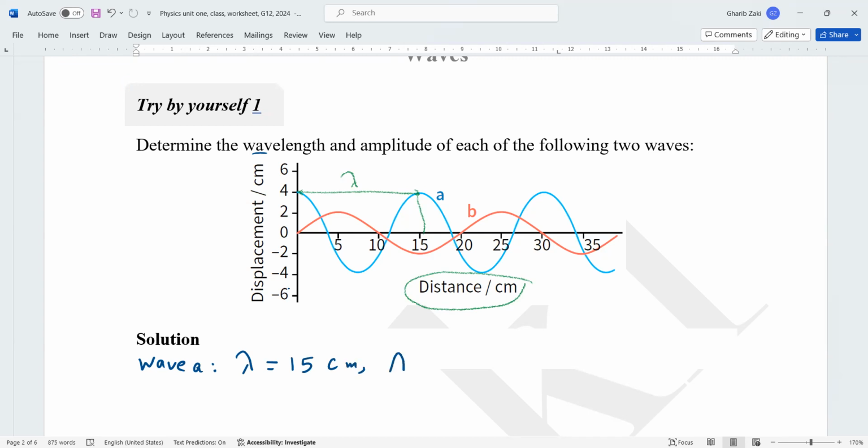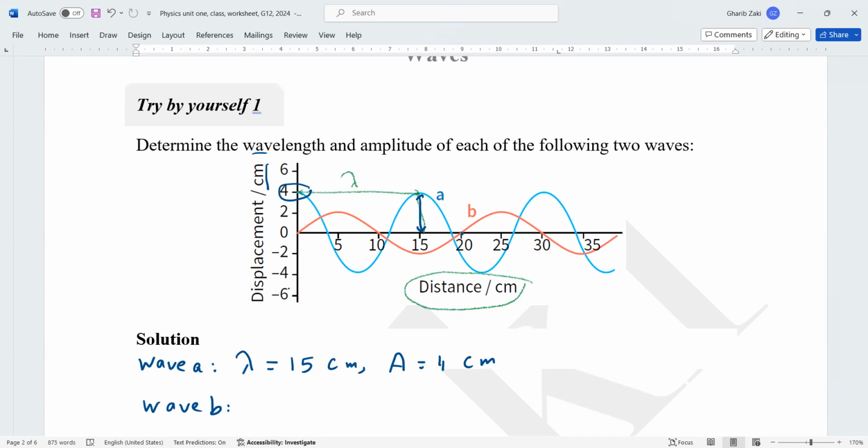And the amplitude, denoted by capital A, is the maximum displacement from the center. This maximum is 4 centimeter. So the amplitude is 4 centimeter. So this is the answer for wave A. Now, what about the wave B? The wave B is the red one.